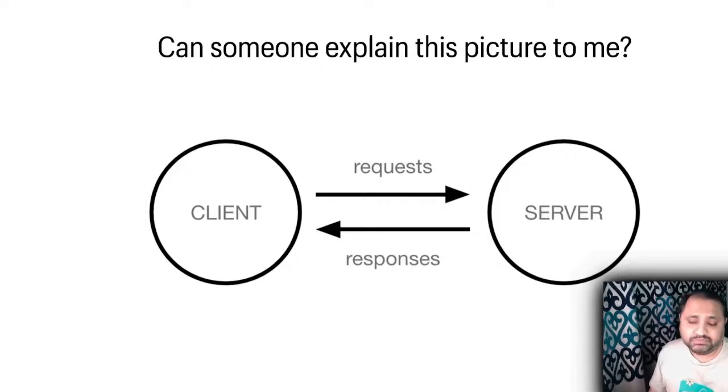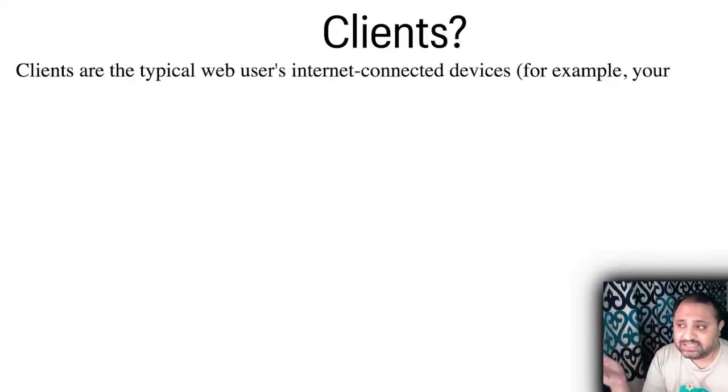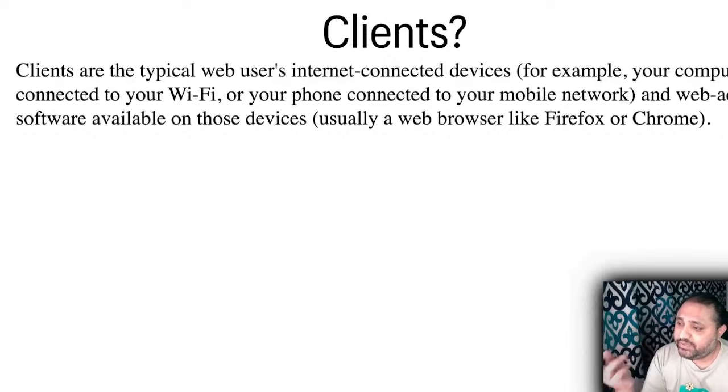Okay, so that's the analogy most people give, and I think I'll stick to that because it's pretty predominant. There are a few words that I'd like you to know. What do we mean by clients in this context? Clients are typically web users, internet-connected devices. For example, your computer connected to your Wi-Fi or your phone connected to your mobile network, and web-accessing software available on those devices, usually a web browser like Firefox or Chrome. So that's what client means in the context of this picture, right?